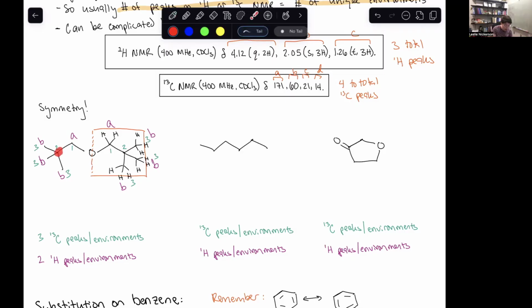Keep in mind, don't let carbons that don't have hydrogens psych you out. They are going to be showing up in your carbon NMR. They will not be showing up in your proton NMR because they have no protons on them.